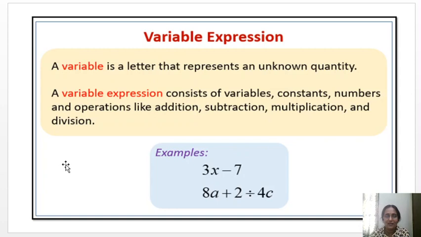What do you mean by variable? Variable means the value keeps on changing. You have already learned this in simple equations, that is why I am going fast. A variable is a letter which represents an unknown quantity or any value. What do you mean by variable expression? It is an expression which consists of variables, constants, numbers and all the basic operations.